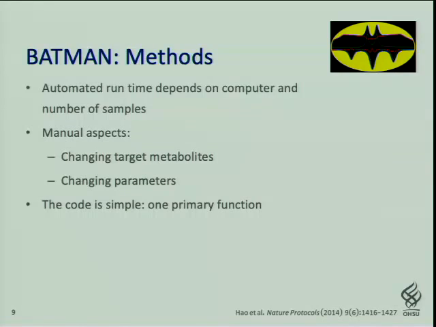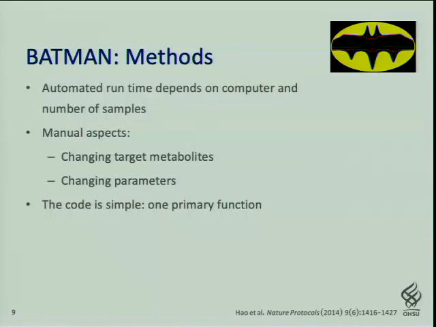One thing about Batman is that its automated runtime really depends on your number of samples and the number of metabolites you want to fit. While Batman has the option to look at over 100 metabolites, the runtime really is dependent on you having a low number of metabolites, and it was initially designed for only tens of spectra, so tens of samples. So when you input more, it will take a long time, and the accuracy is not as reliable.